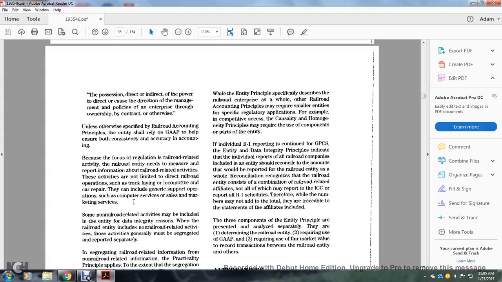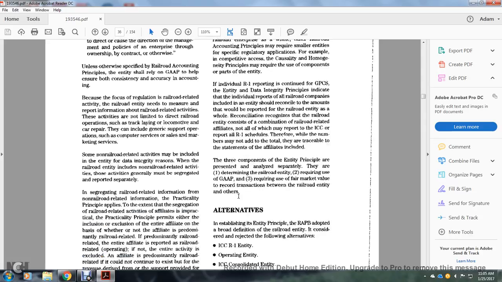The entity should reconcile the amounts that would be reported for the railroad entity as a whole. The reconciliation requires that the railroad entity consists of a combination of railroad related affiliates. Not all, but any may report to the Interstate Commerce Commission on the R1 schedule. Therefore, the numbers may not add up, with traceability statements for the affiliates included.